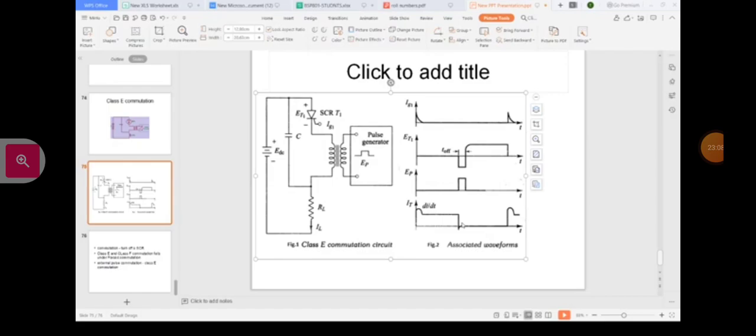So SCR T1 will turn off. The current flowing through this SCR T1 will be 0, and some voltage will appear across this SCR at this instant. From this waveform, we can conclude that after applying the pulse signal, the current through this SCR is 0. As the current is 0, it is commutated, meaning it is turned off because of this.